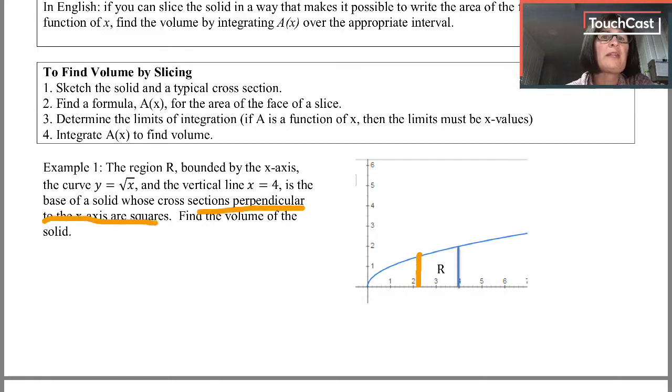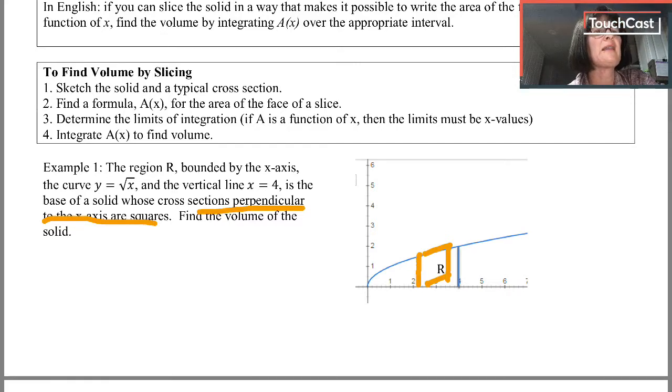They won't mess around with you on the AP test. They'll tell you exactly which way you should slice and exactly what shape the slices make. So imagine that slice is like a square that sticks up out of the picture. So what do I need in order to integrate? I'm going to need an expression in terms of x for the area of that square.